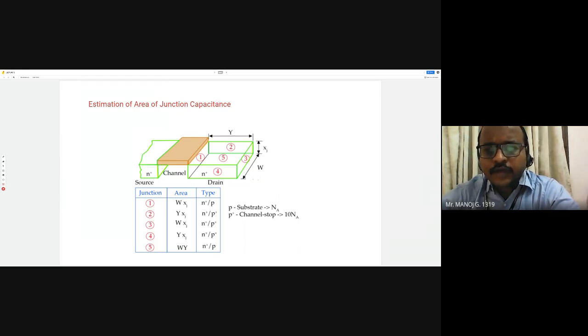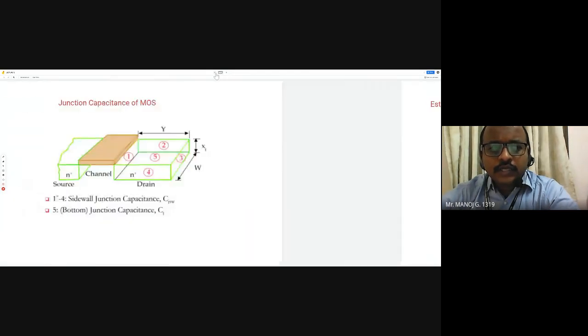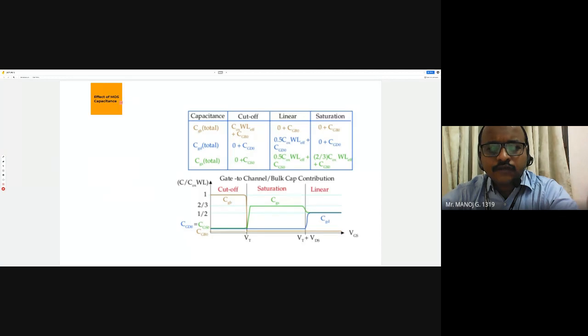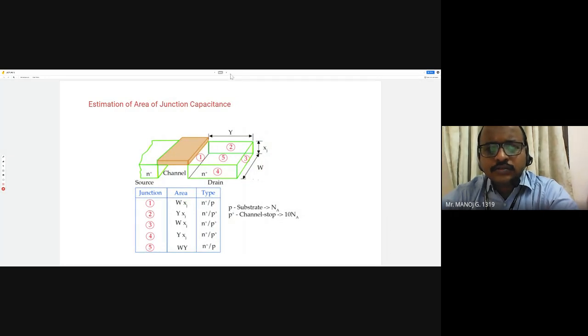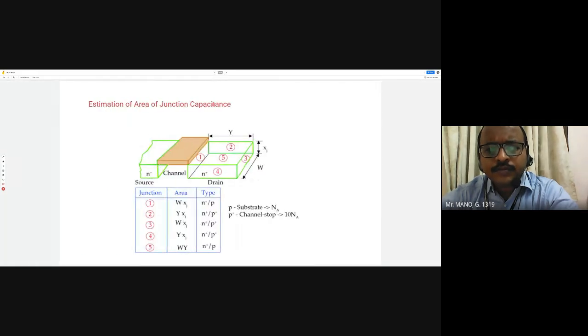So we'll wind it up for this class. What we learned today is we have analyzed the effect of MOS capacitance, and then we saw what is junction capacitance, what is sidewall capacitance, and how you estimate the area. Next class we will see in detail the other concepts involving the analysis of junction capacitance and zero bias junction capacitance. All those capacitance effects we will analyze in the next class, right?